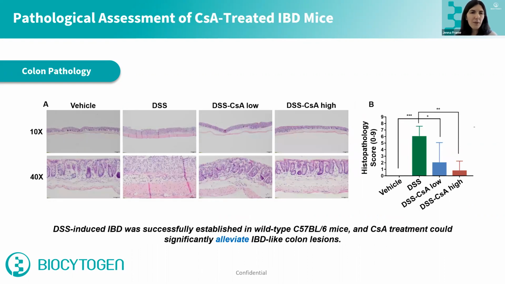This is further evident by the histologic analysis of the colons of these mice. As you can see, the morphology of the colon is significantly disrupted in mice treated with DSS alone. There's significant hyperplasia and thickening of the lamina propria and inflammatory cell infiltration. These phenotypes are significantly alleviated by treatment with cyclosporin A, and the changes are quantified here on the right-hand side in terms of the histopathology score. So altogether, these data indicate that DSS-induced IBD was successfully established in the wild-type C57 black mice, and that cyclosporin A could significantly reduce the IBD-like lesions.